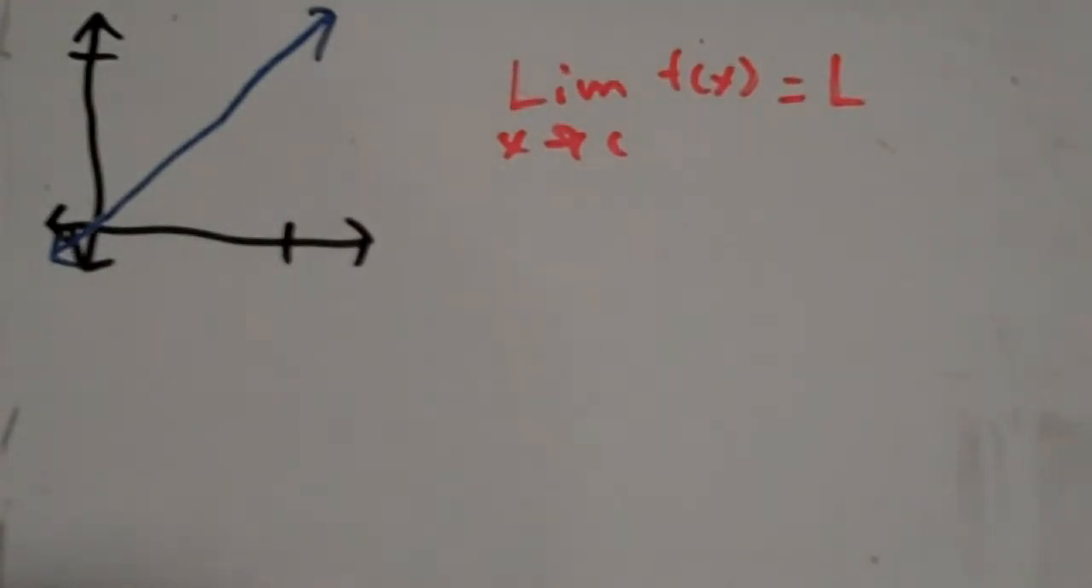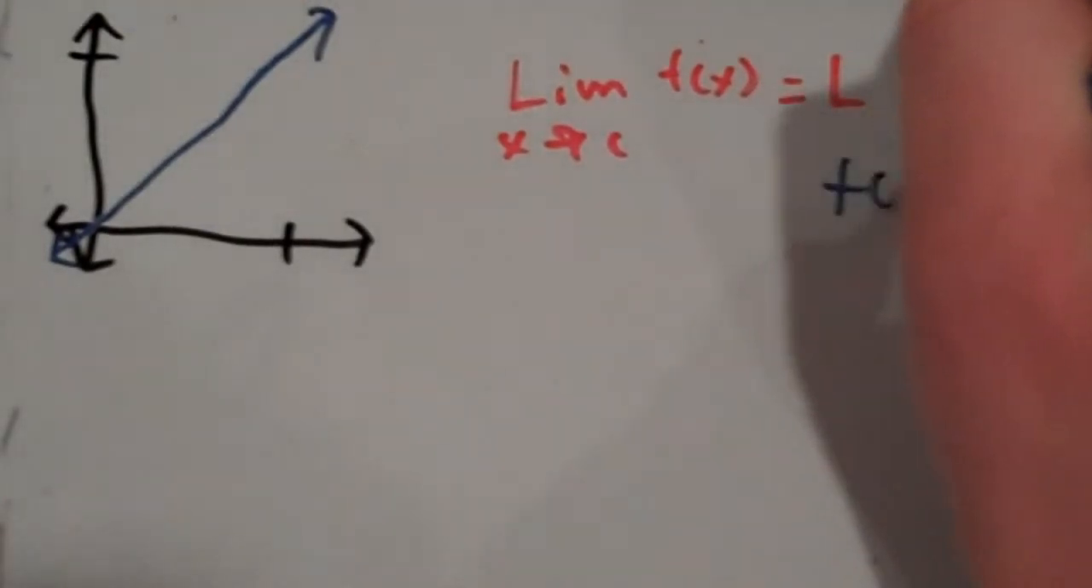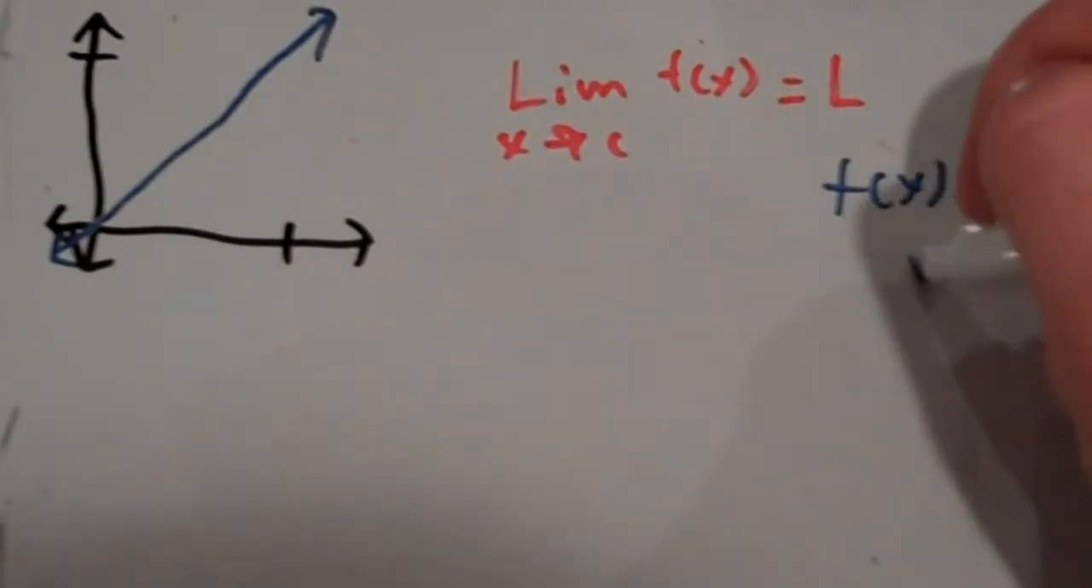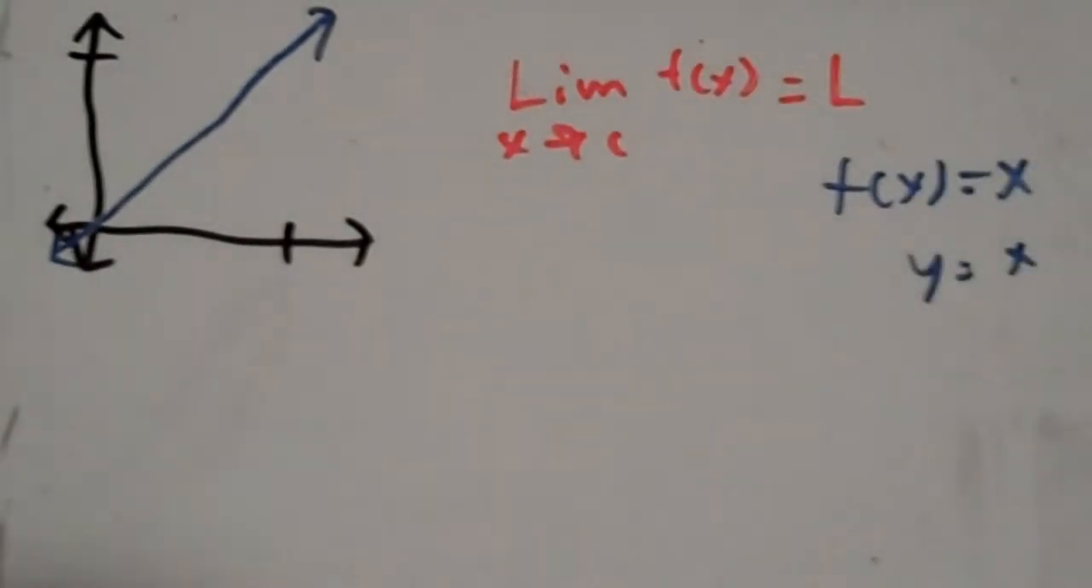Now, for an example, I'm going to have the function f of x equals x, or y equals x. They're the same thing. f of x and y are the same thing. Now, for this, we would plug in. There are a couple of ways we could do this. The first one is we could have x approach c, which in our case, c will be 1.